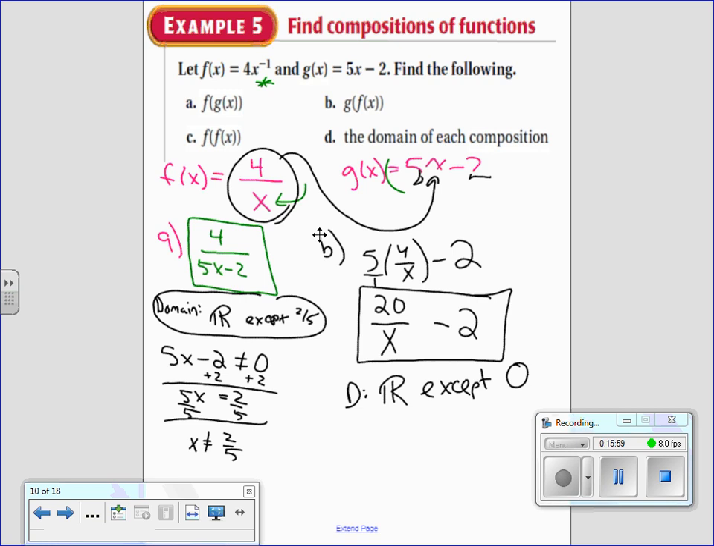And if I want to do part C, I'm going to have to erase all this to give myself some room. So let me know when you're ready. I'll pause it so you can catch up, and then you'll erase everything.